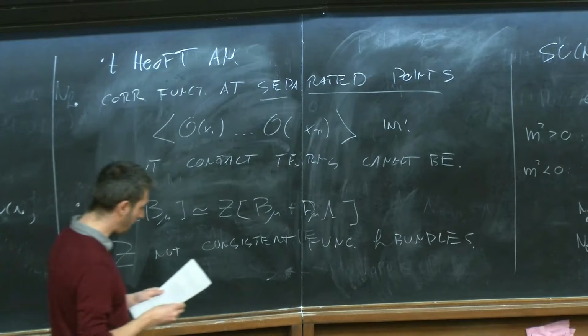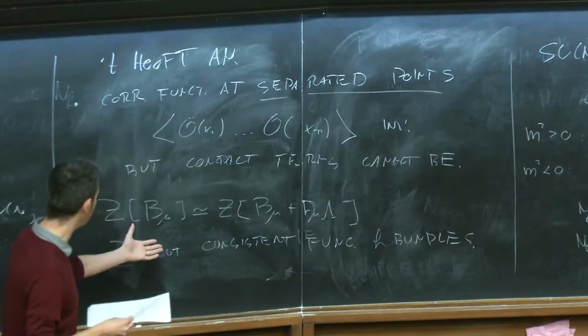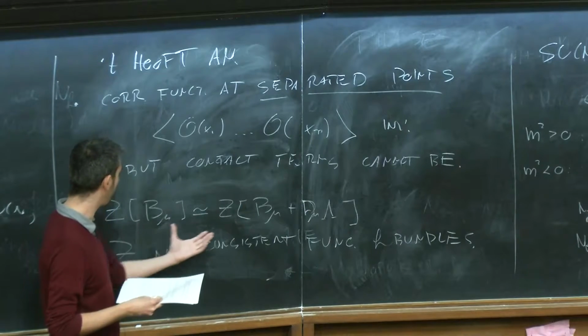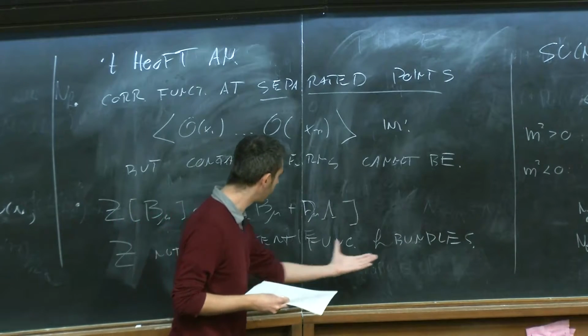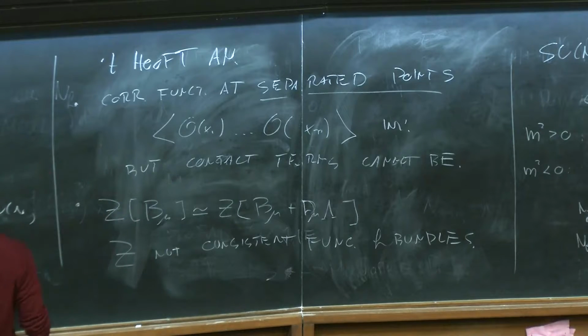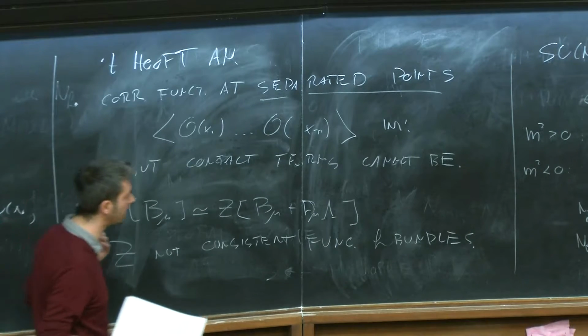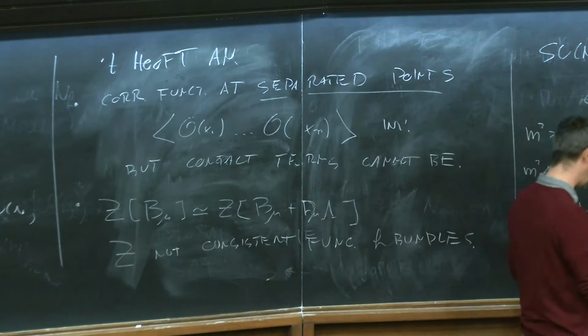Okay, so what do we do in this case? We have this partition function that cannot be consistently defined as a function of bundles, but we would like to do that because we want to construct observables. So what do we do?